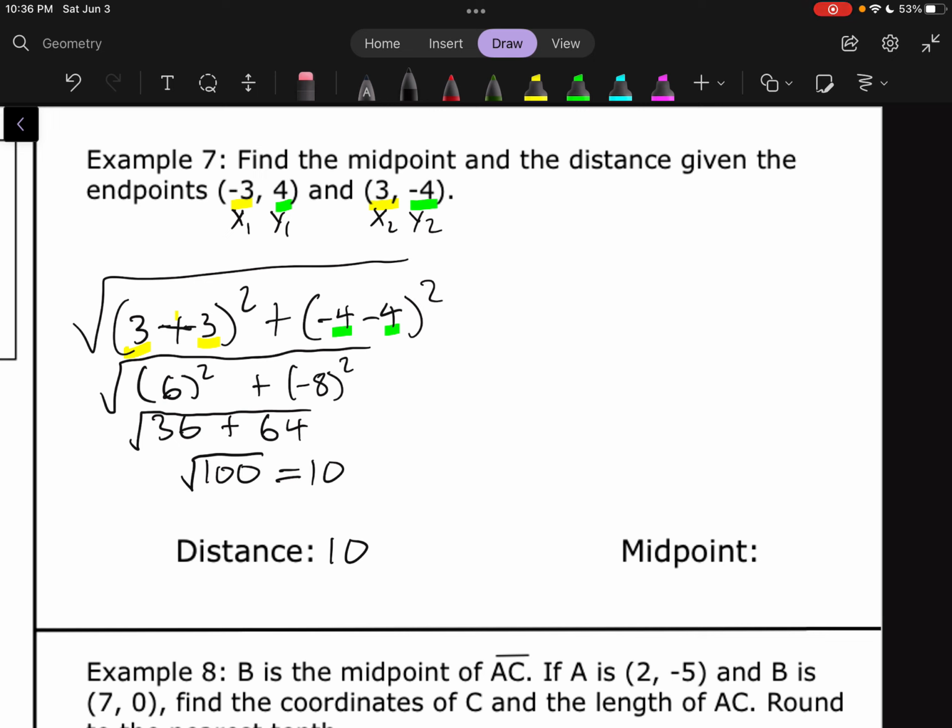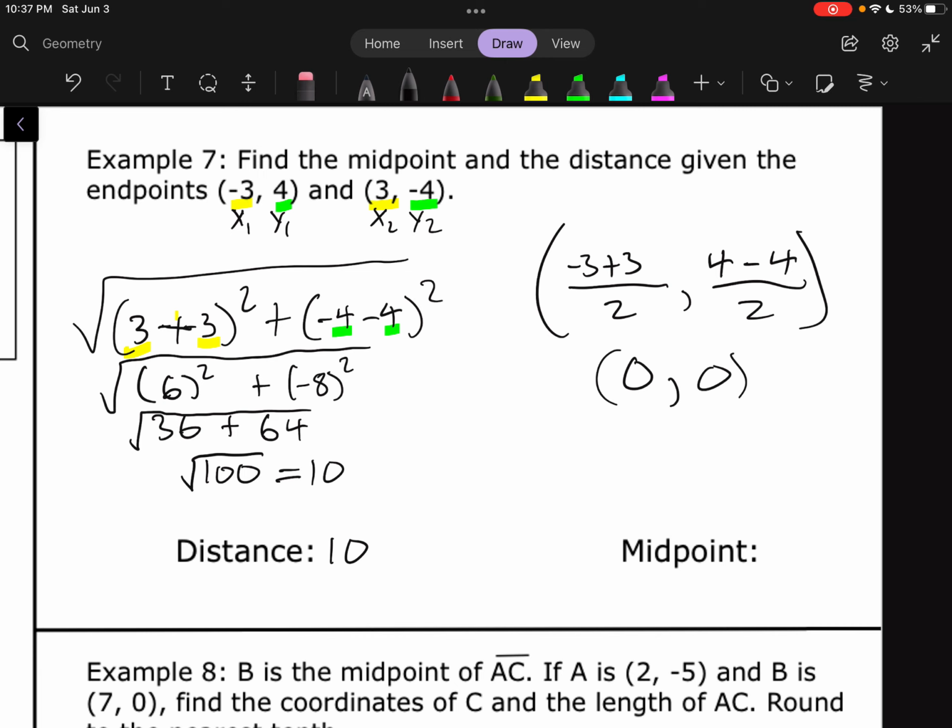Cool. Now midpoint formula time. So midpoint formula, x1 plus x2, that's negative 3 plus 3. And then y1 plus y2, 4 plus negative 4, or 4 minus 4. Negative 3 plus 3 is 0, divided by 2 is 0. 4 minus 4 is 0, divided by 2 is 0. Our midpoint is 0, 0. Oh, cool.